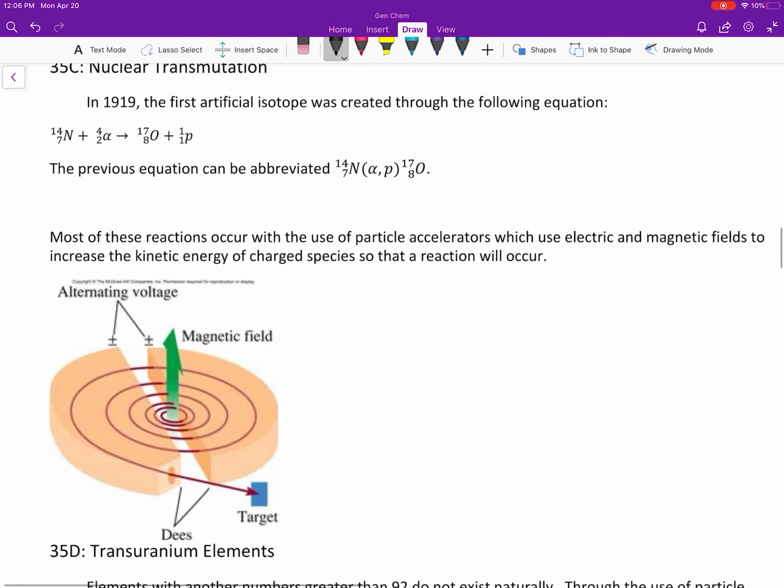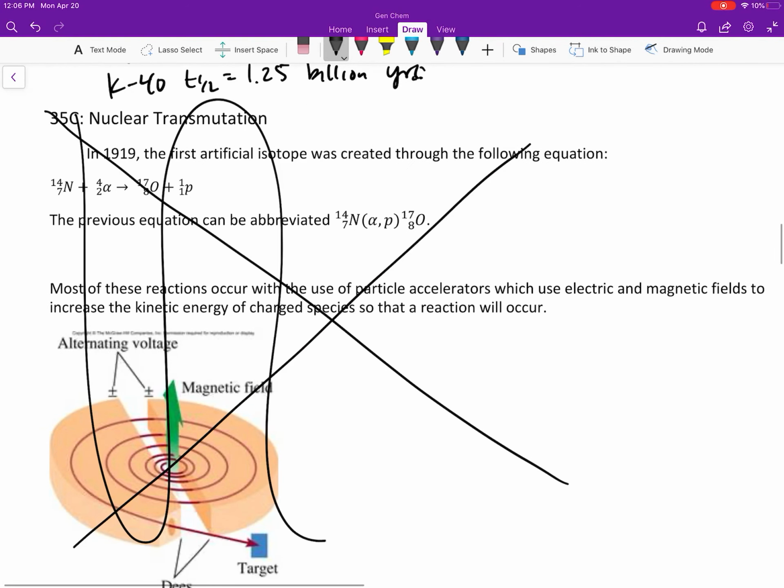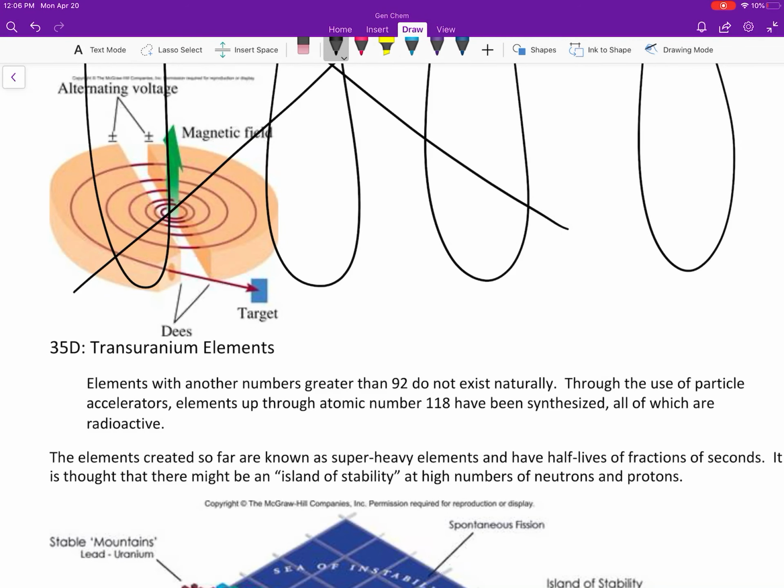All right, so we are not going to talk about transmutation. It doesn't show up so much in your book, not at a high enough level to worry about covering it at this point in the semester. I want to focus on things that are more likely to show up.